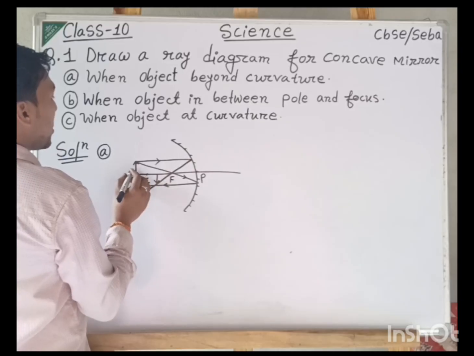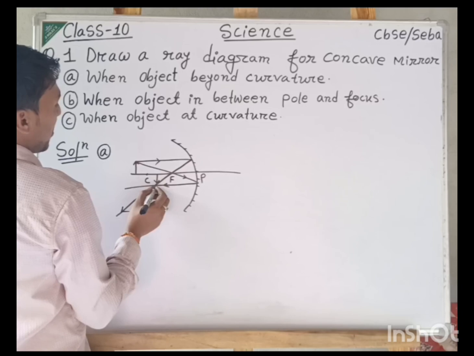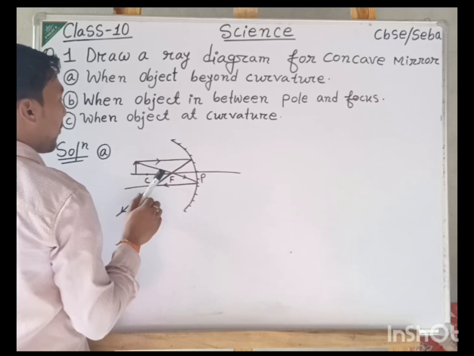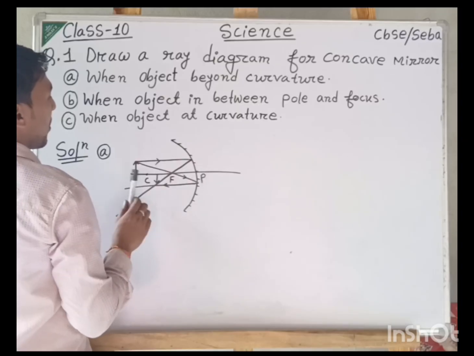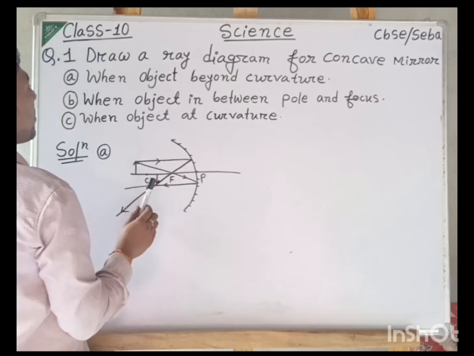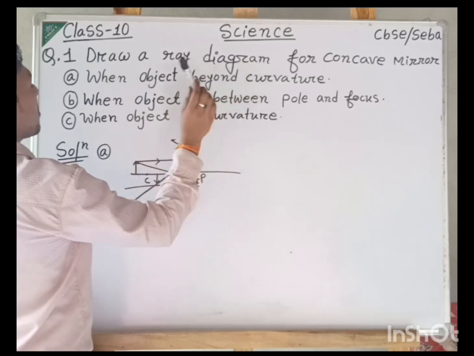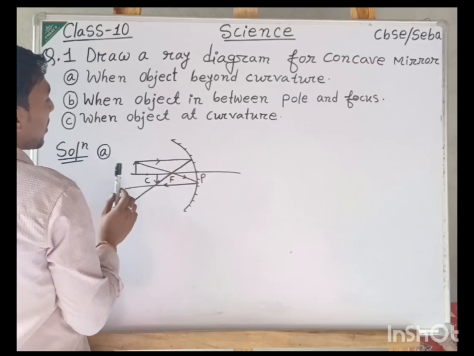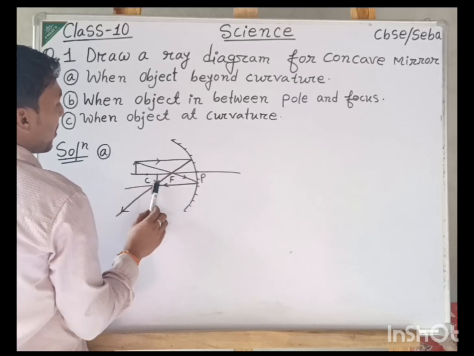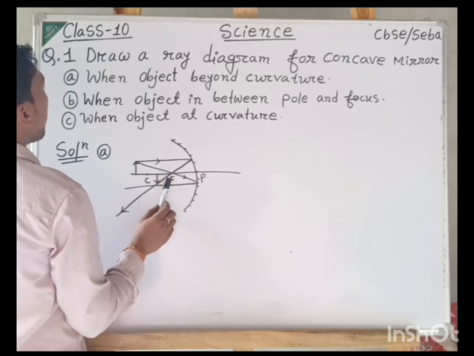Now the object is erect and the image is inverted. This type of image is called a real image. Real images are always inverted and formed in front of the mirror. So this is the ray diagram for a concave mirror when the object is placed beyond the curvature. The image I have got here is in between the curvature and focus. So finally I have drawn the ray diagram for A.